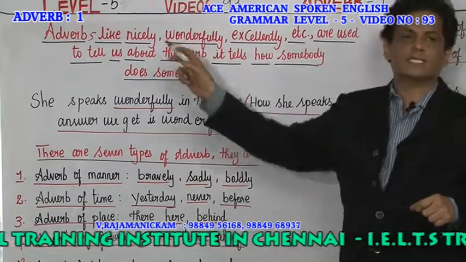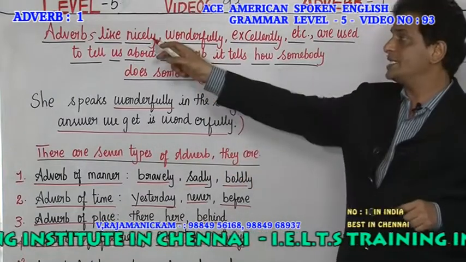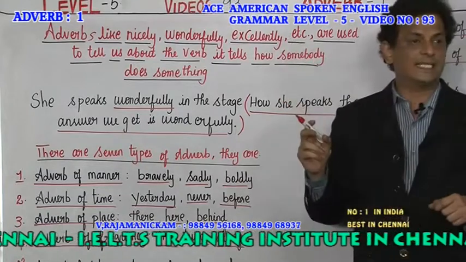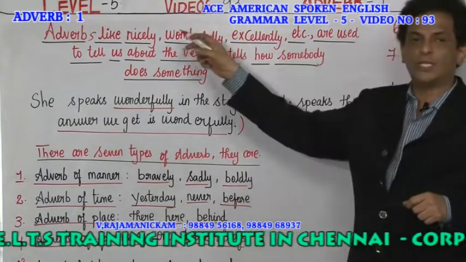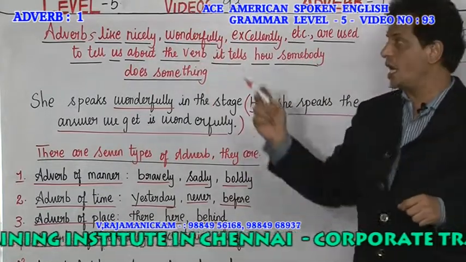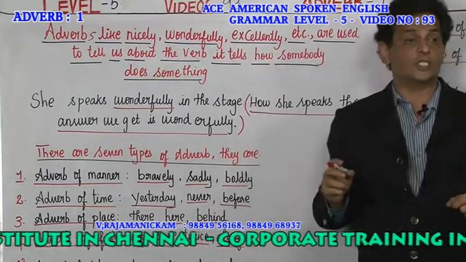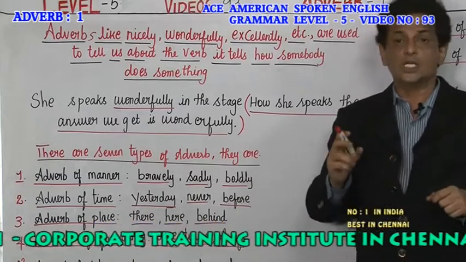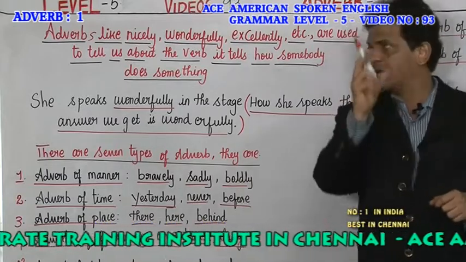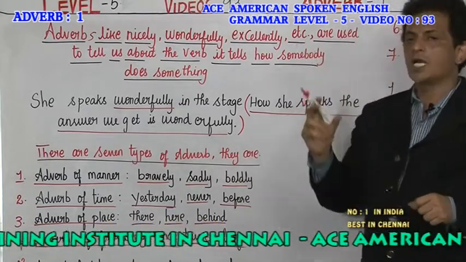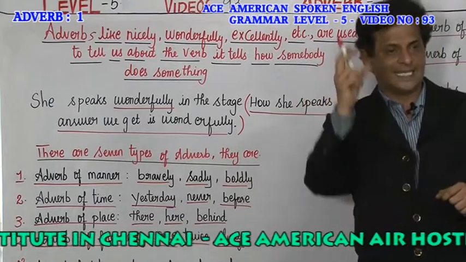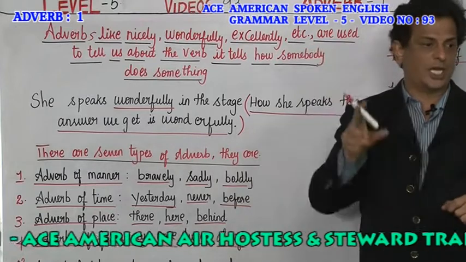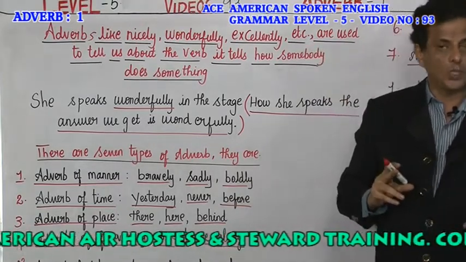She dances wonderfully. He speaks nicely. He sings excellently. You ask the verb, how does he sing? He sings nicely. How does she dance? She dances wonderfully. How does he speak? He speaks excellently. So you are qualifying, describing, telling how somebody does an action. Action is the verb. How the action is done is called adverbs.